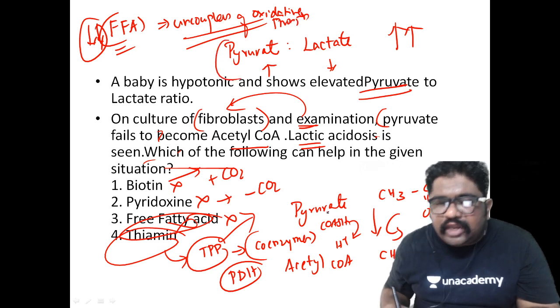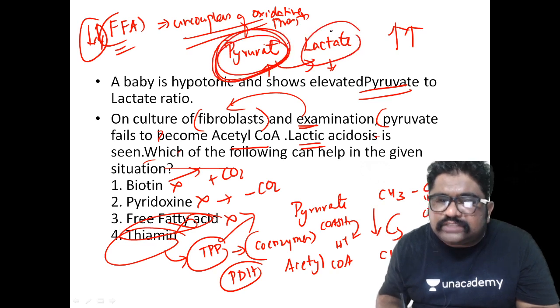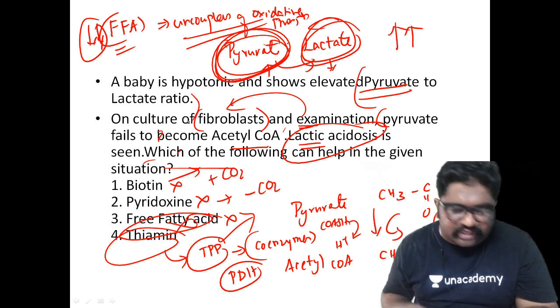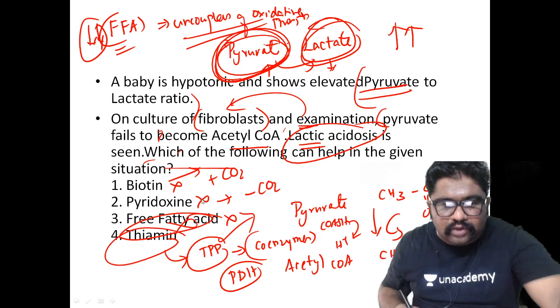While when the pyruvate is not becoming acetyl-CoA, then pyruvate can become lactate. But even if pyruvate content is more than lactate, still lactic acidosis is seen. This is a case of PDH complex defect. Are you okay with this information? Excellent. Now look at this.